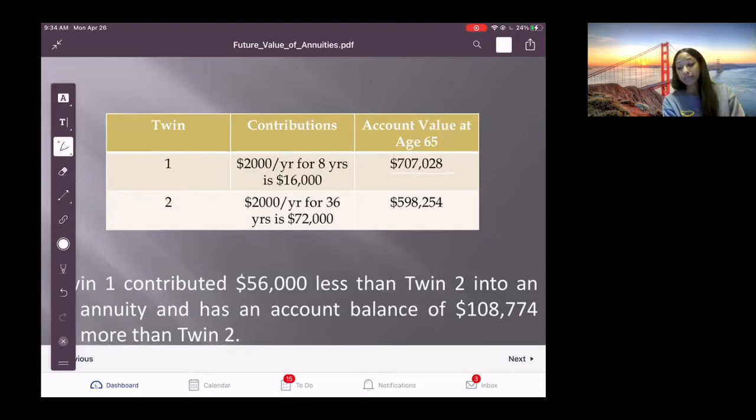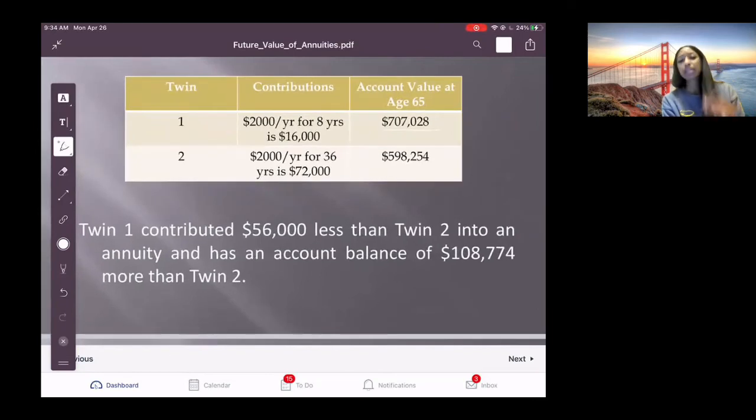But what's a bit surprising here, and it's my warning to all of you, some of you may have jobs already where you're able to invest into a retirement account. If you are, the moral of this story is invest early. Although twin one contributed less money of their own out of pocket, they started the investments earlier so that money started earning interest earlier. The earlier your money starts earning interest, the better you come out in the long run.